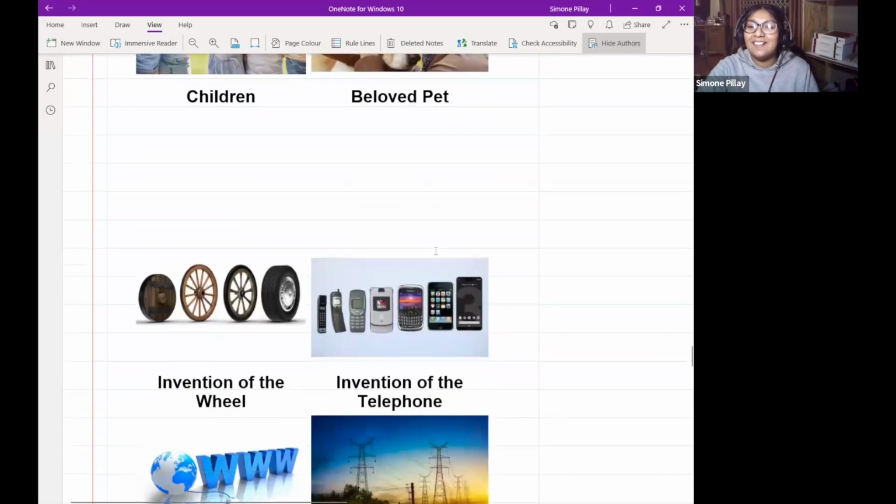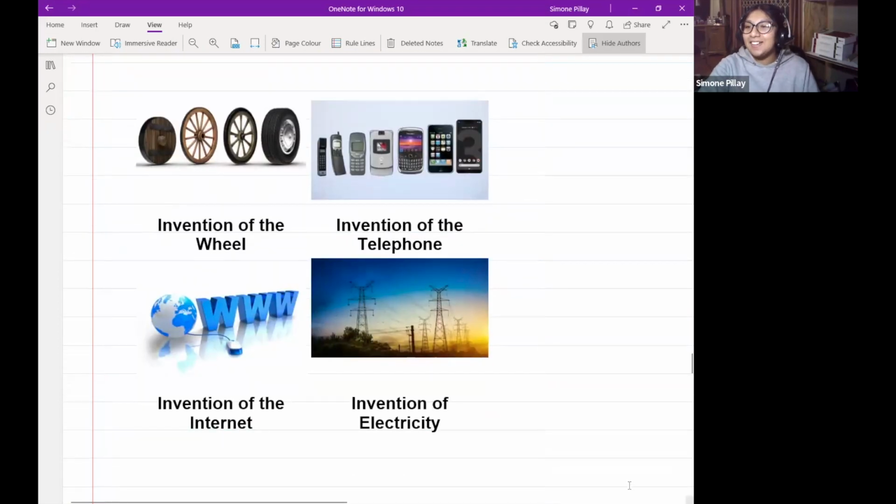Okay, and last one, guys. We have the invention of the wheel, the invention of the telephone, the invention of the internet, or the invention of electricity. Personally, this one I didn't know how to answer. Well, how about you're going to walk everywhere? Yeah, I see people saying wheel. You guys are truly the next generation of technology. We can walk.